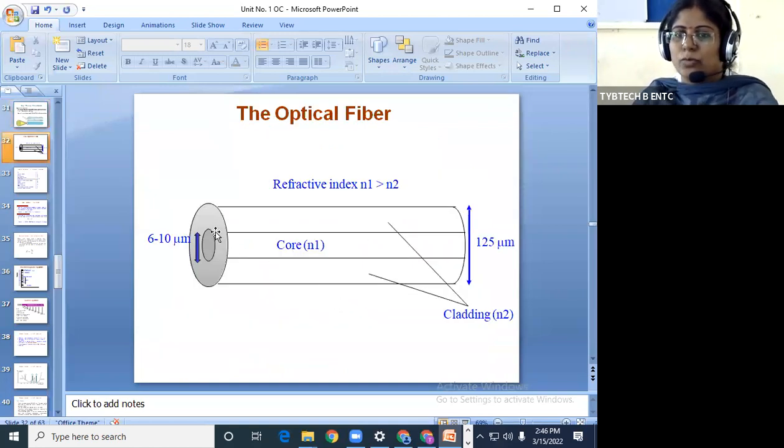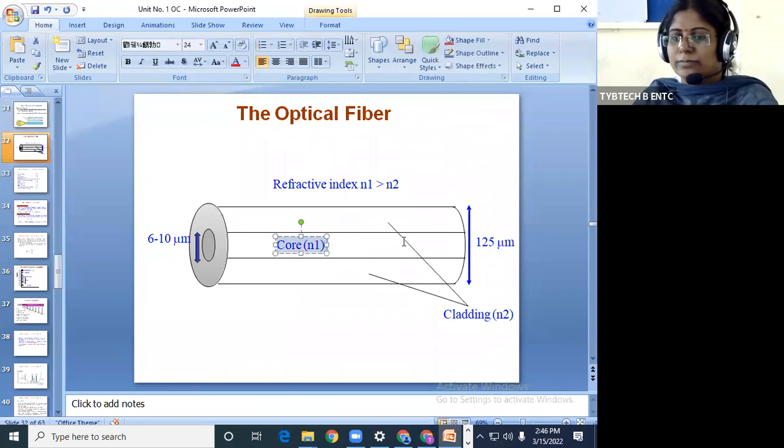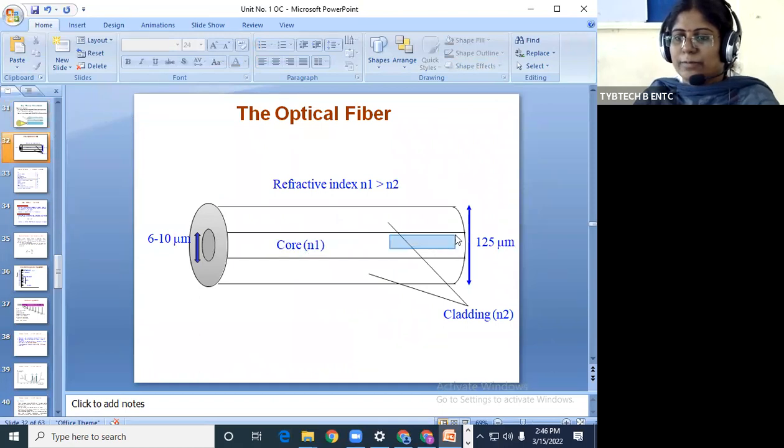Here it is even clearer. See this inner part, this is the core. This whole section is related to the core, and the upper side and below side are both covered by the cladding. That's why the diameter shown here as 6 to 10 micrometers is of the core, and for the cladding, the diameter shown is 125 micrometers. Like that.